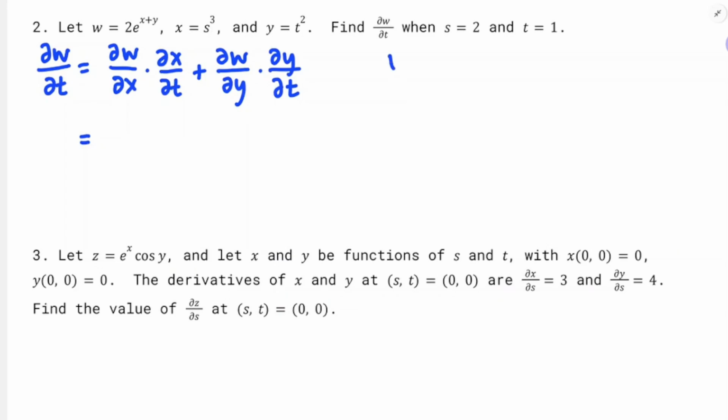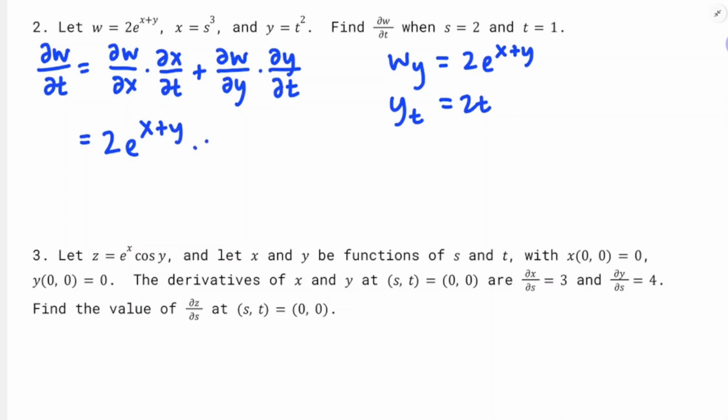So I need w with respect to y. e to the thing is its own derivative, but we might need to multiply by the derivative of x plus y with respect to y, which is just 1. So that's 2e to the x plus y. Then I'm multiplying by the partial derivative of y with respect to t, and that's 2t. Now we need to find the value of dw/dt, so that's 2e to the x plus y times 2t.